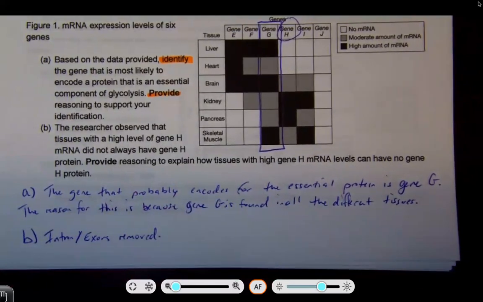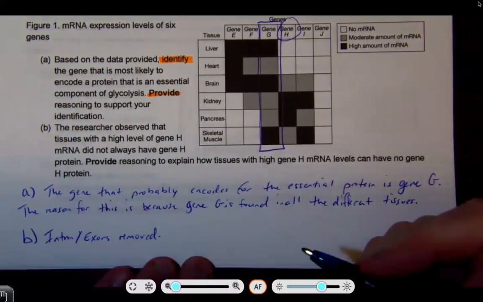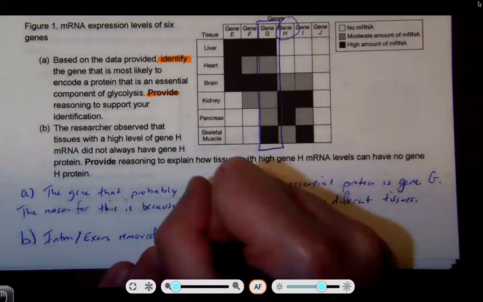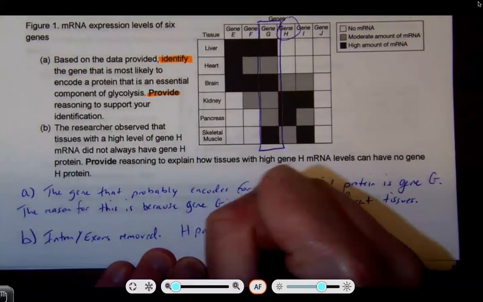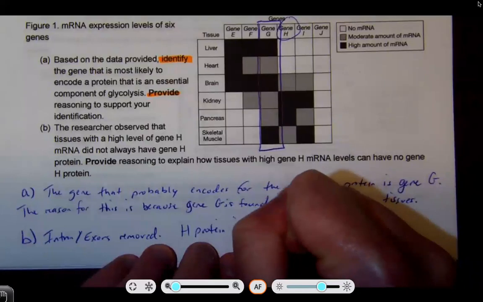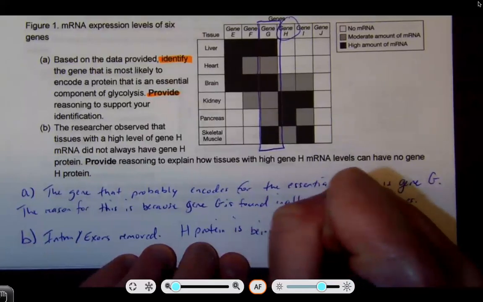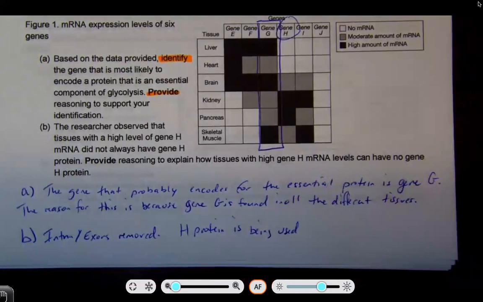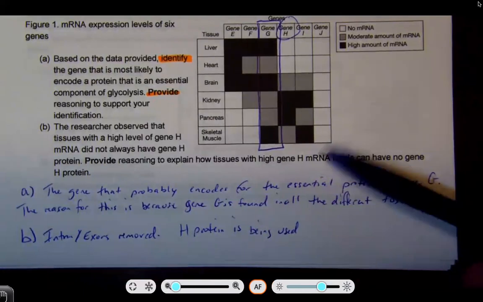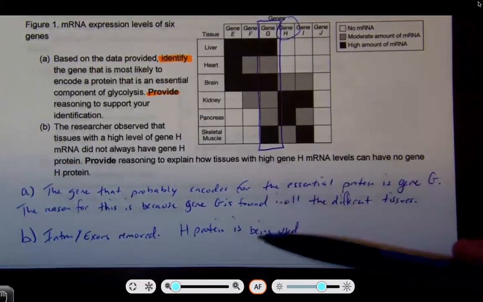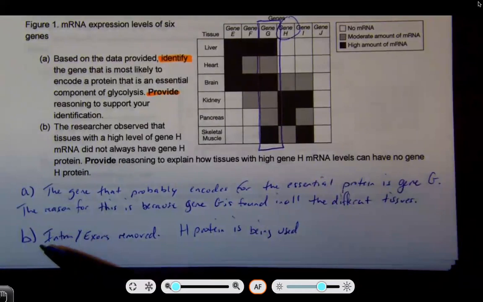Or it could also be that protein H, or the H protein, is being used to build maybe a larger protein complex, or it could also be an intermediary step in some sort of biological reaction. So understand that just because the mRNA is there doesn't necessarily mean that the protein will be there. It could be the mRNA is then modified and then turned into a different protein.